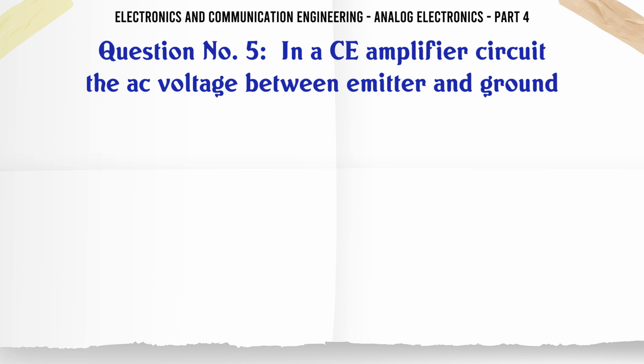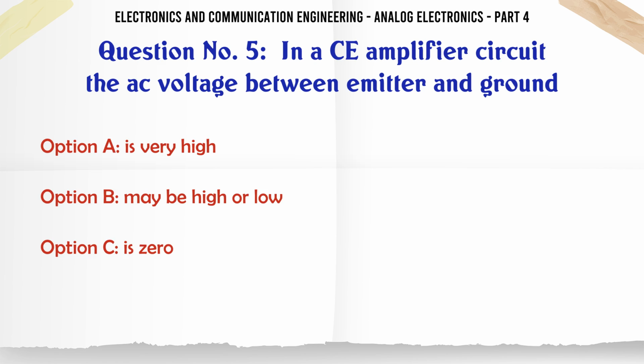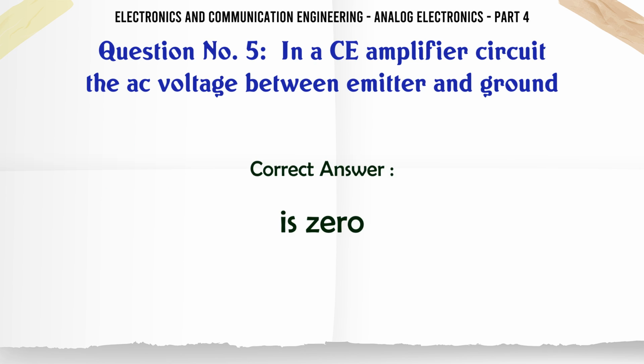In a CE amplifier circuit, the AC voltage between emitter and ground: A. is very high, B. may be high or low, C. is 0, D. depends on circuit configuration. The correct answer is 0.